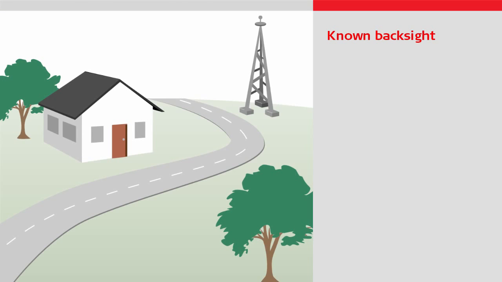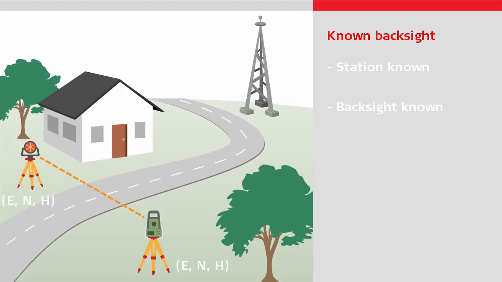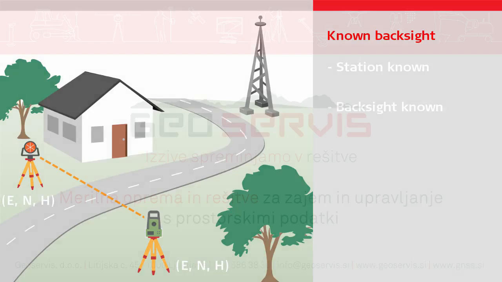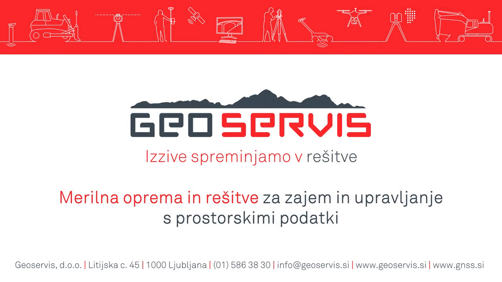So in summary, the known backsight method is a simple method to use when you know the point over which you will position the total station, and you have a backsight point to which you know the coordinates. Please do watch the other videos to learn more about the individual methods, and thanks for watching.